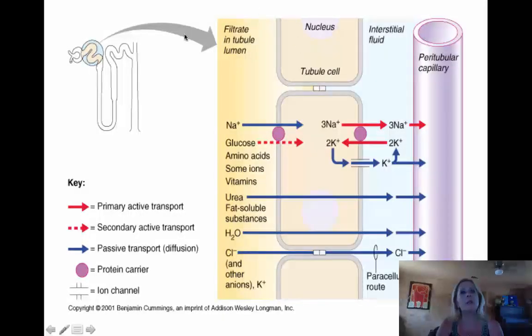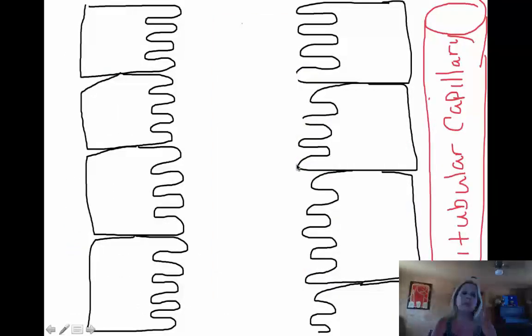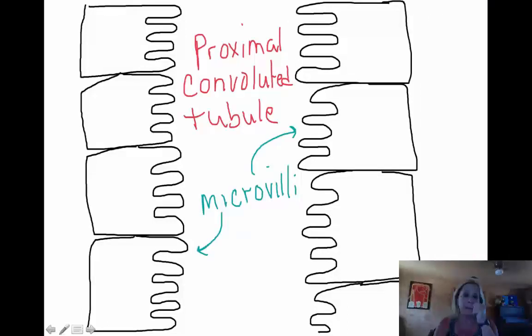This is again just showing you a picture of the peritubular capillaries. And so this is just my drawing. These are the cells that make up the peritubular capillaries. Here's the proximal convoluted tubule, and these are the microvilli, and then on the outside you have the peritubular capillaries.